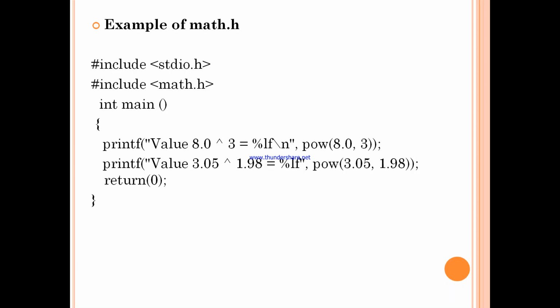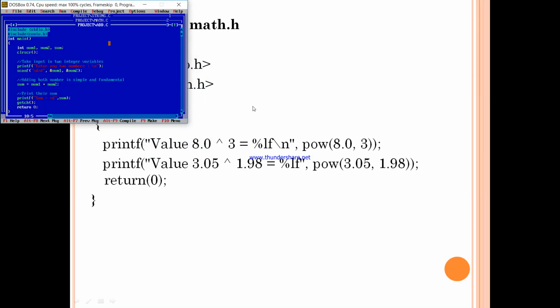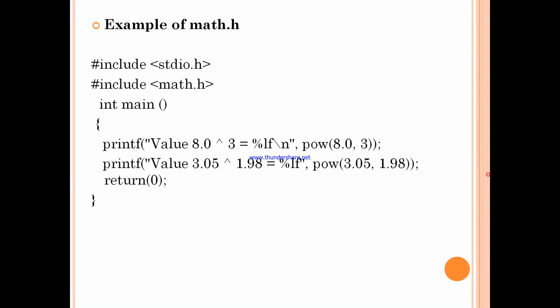We used pow inside the printf, where it will give the value of 8.0 to the power of 3, and in another line it will give the value of 3.05 to the power of 1.98. We are going to run this program in the console and see what the output is.